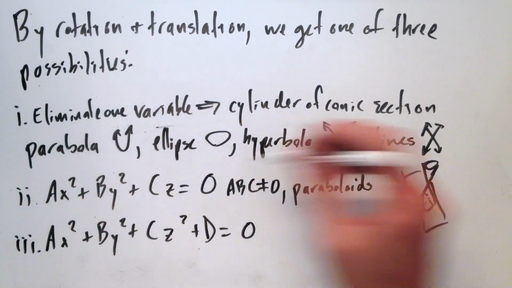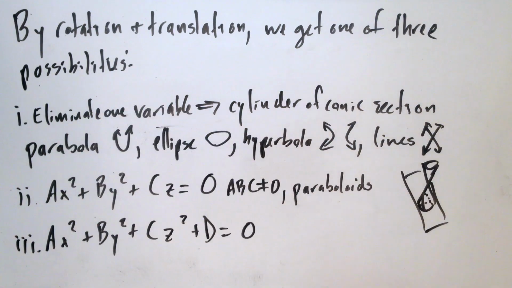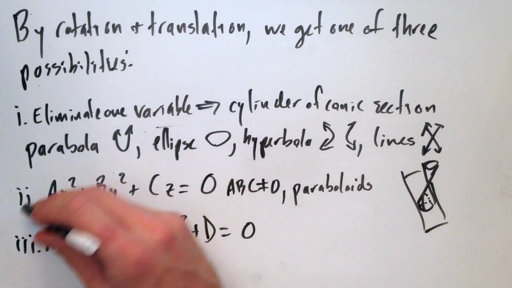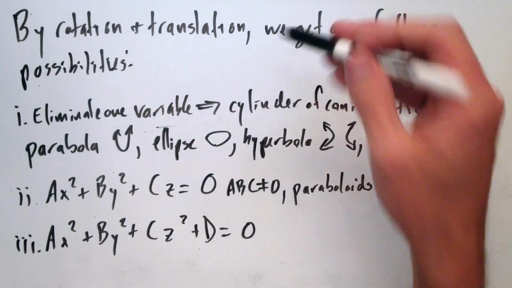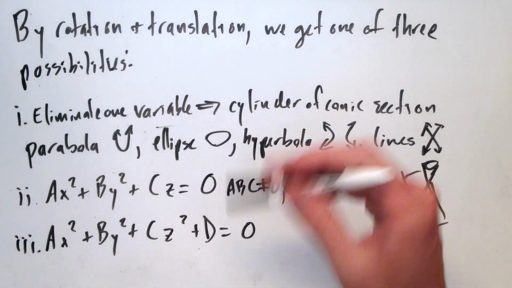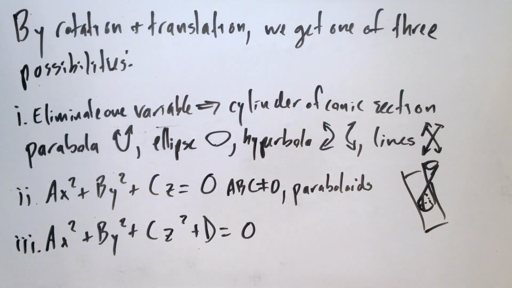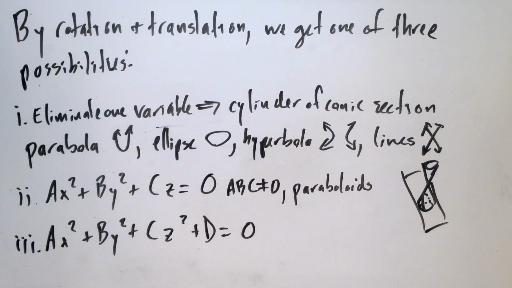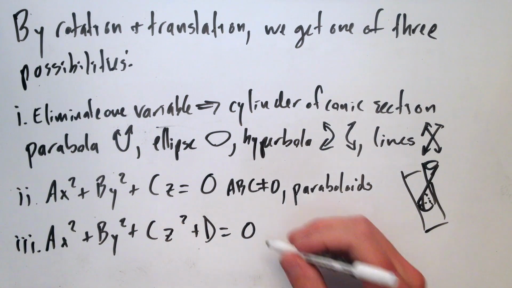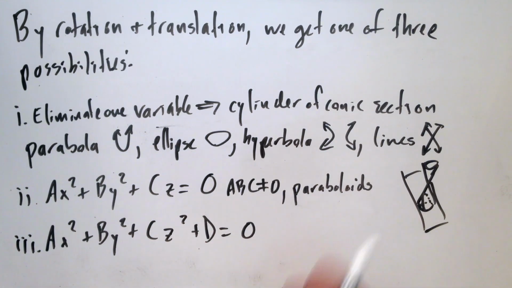Just as the parabola is the only conic section which can be written as y as a function of x, these are going to be the only quadric surfaces other than certain cylinders, the only non-cylinder quadric surfaces where we can write z as a function of x and y. Those are paraboloids.